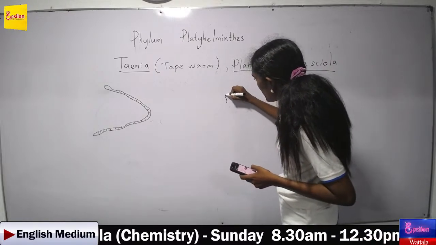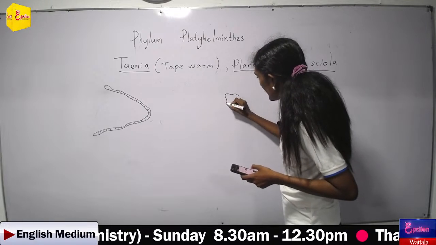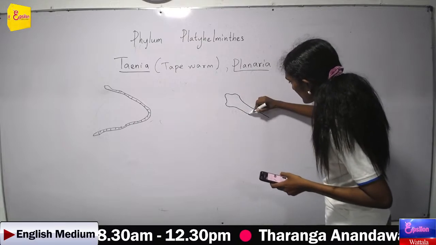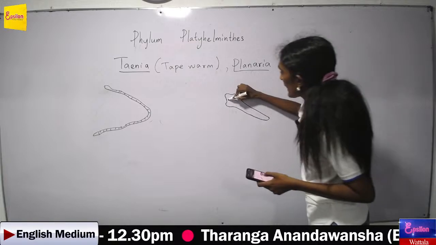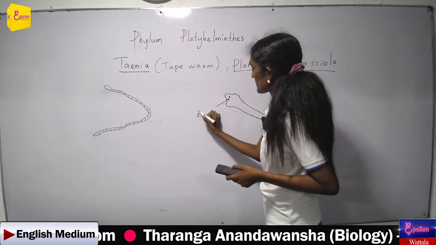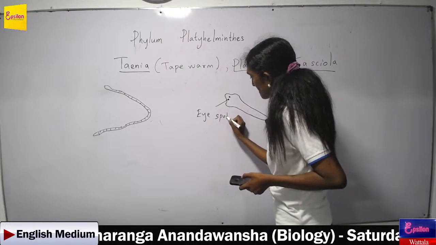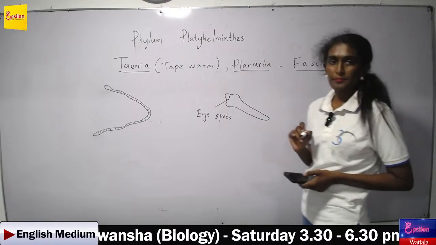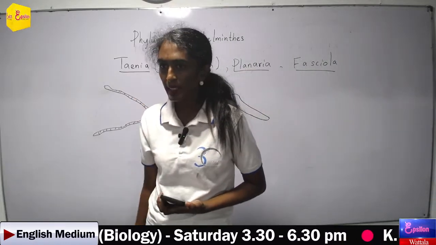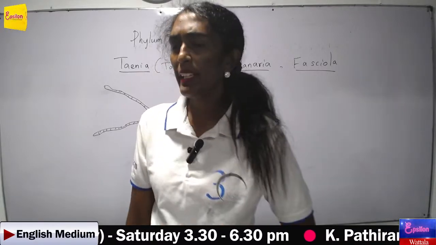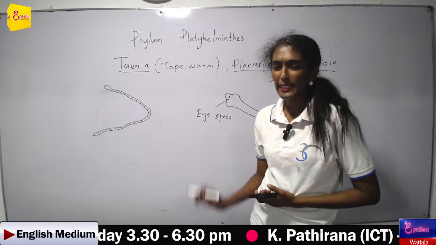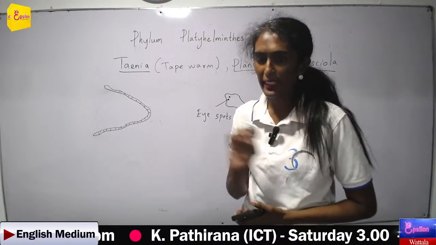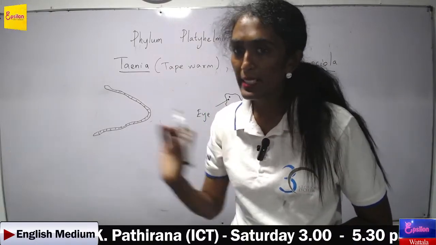Planaria is a free-living organism which is found in the soil. It has a special structure which is not there in the previous one. They have eye spots. Do they look like our eyes? No, they can't actually see. Then what are the eye spots for? They can detect light. They can move towards light and go away from high light intensity. They can just find out where there is light and where there is no light.